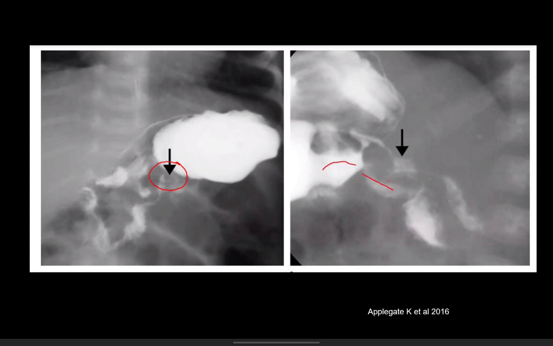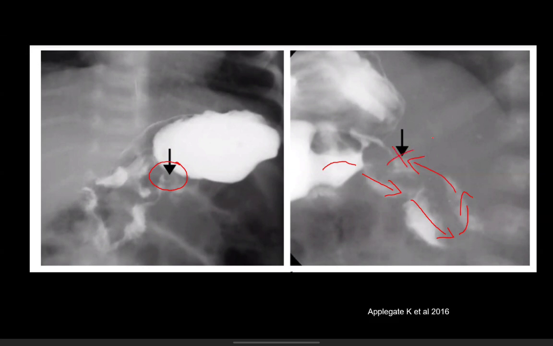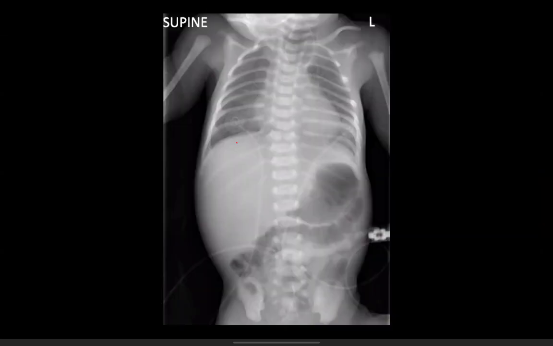Contrast passes through D1, which is retroperitoneal, so it heads back towards the spine. D2 back towards the spine, D3 upwards, and then D4 back superiorly in a U shape. And this is the DJ flexure. So this is normal. Okay.